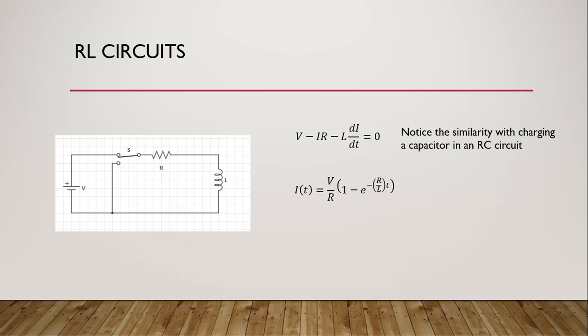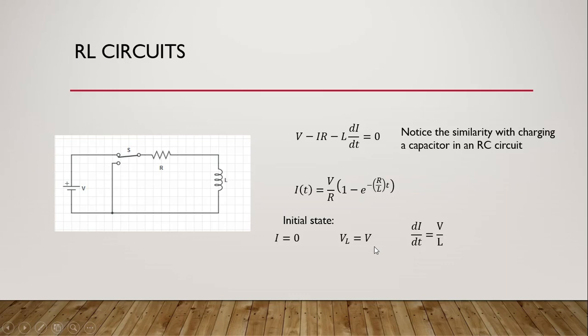So what would actually happen if we work this solution out is we would get that the current as a function of time looks like this equation here: V over R times 1 minus e to the negative R over L times t power. So what this would mean is that initially the current should be 0, and the change in current would be maximum. If we plugged in 0 in here, you get 1 minus 1, 0.